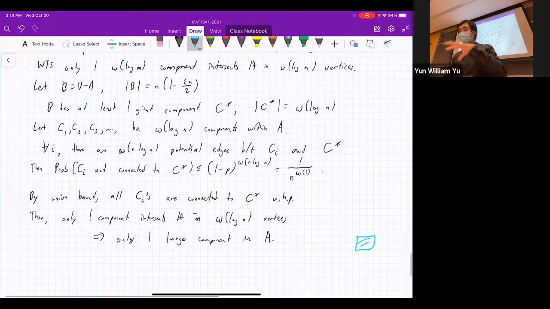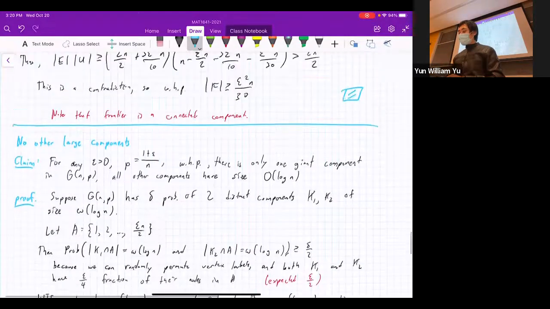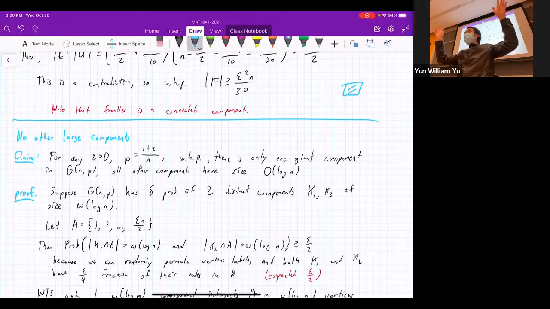Just to recap, since this is finishing up our series on Erdos-Renyi random graphs: for this particular probability of having an edge, 1 plus epsilon over n, we proved last time that all the components are either small or really big. This time, this was a relatively easy proof. We showed that you can't have two completely separate big components because, roughly speaking, they'll have too many possible edges between each other, and with high probability one of those will have connected them, and so you only have one big component.